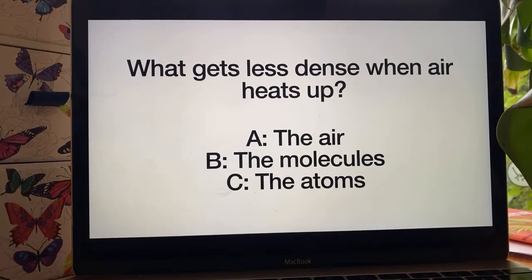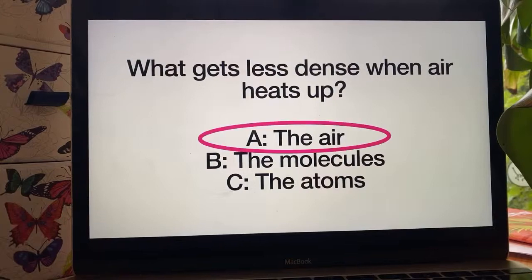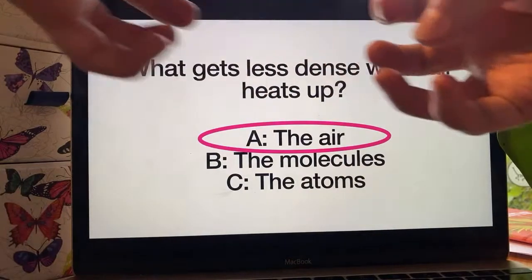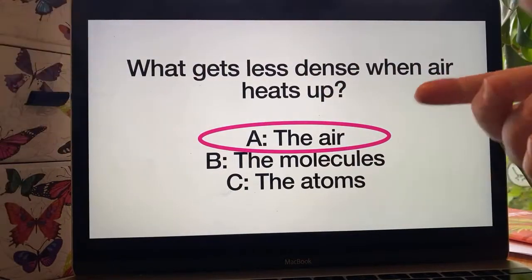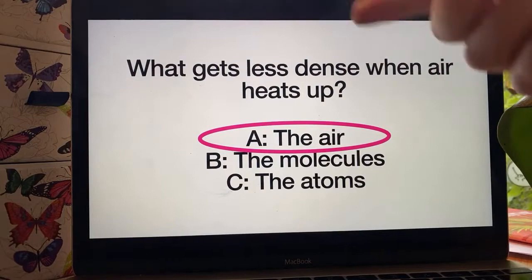And finally, what gets less dense when air heats up? Is it A, the air, B, the molecules, or C, the atoms? The answer is, it's the air. It's the air that gets less dense. The particles spread out, and so the air overall is less dense. But the molecules and the atoms, whatever they are, they just stay the same.